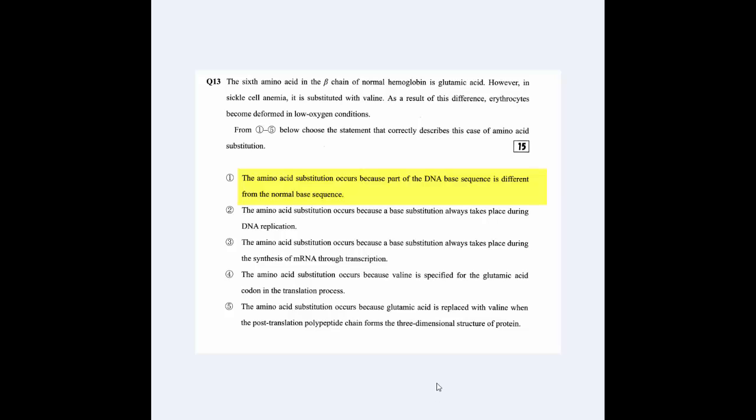13. The 6th amino acid in the beta chain of normal hemoglobin is glutamic acid. However, in sickle cell anemia, it is substituted with valine. As a result of this difference, erythrocytes become deformed in low oxygen conditions. From 1 to 5, choose a statement that correctly describes this case of amino acid substitution. The answer is 1. The amino acid substitution occurs because part of the DNA base sequence is different from the normal base sequence.